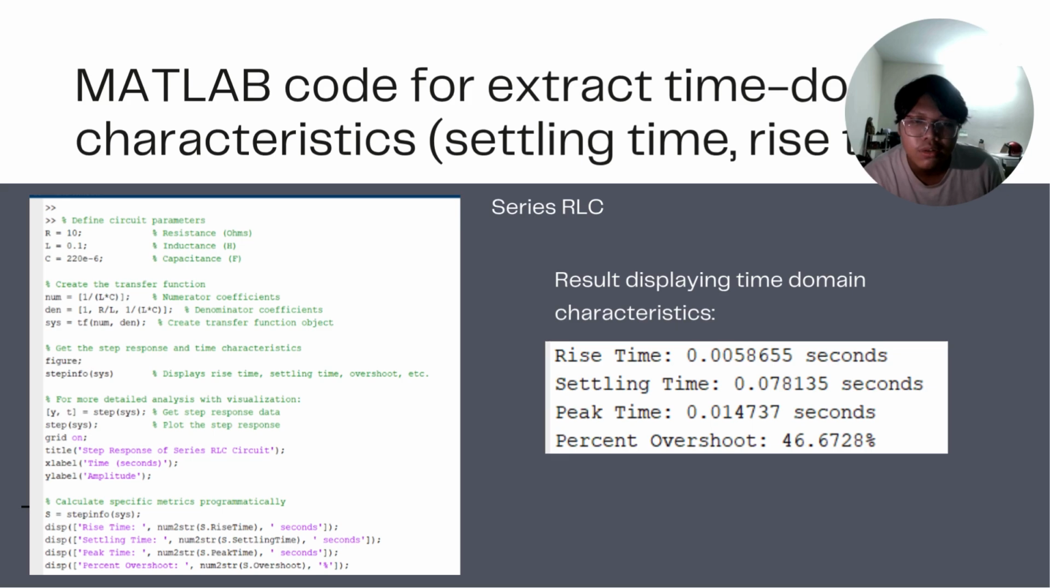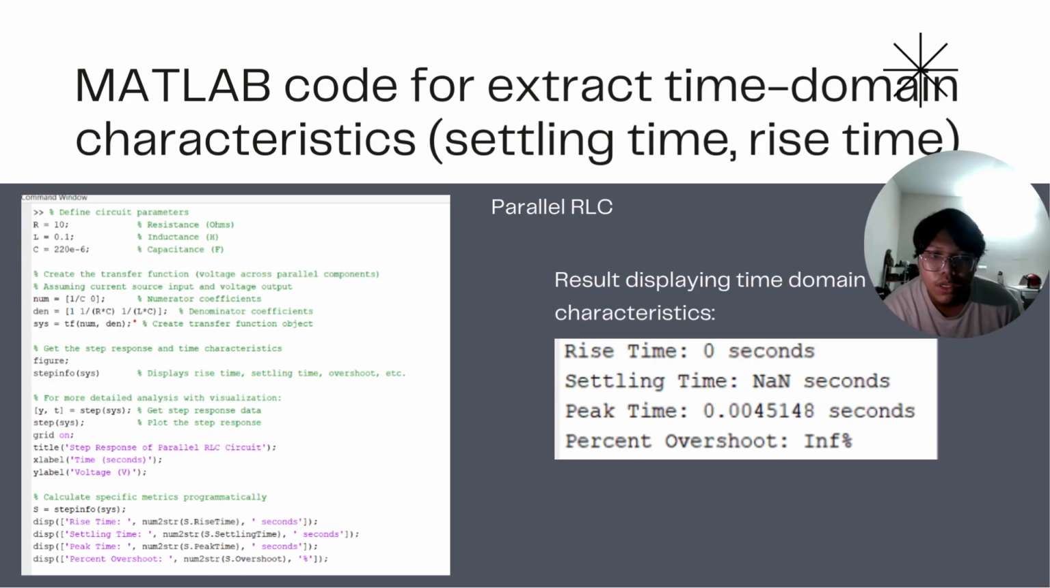For the MATLAB code to extract time domain characteristics, we use this code shown for the series, and the result displaying the time domain characteristics is as shown. And this is for the parallel RLC. We use this code and the result displaying time domain characteristics is shown below.